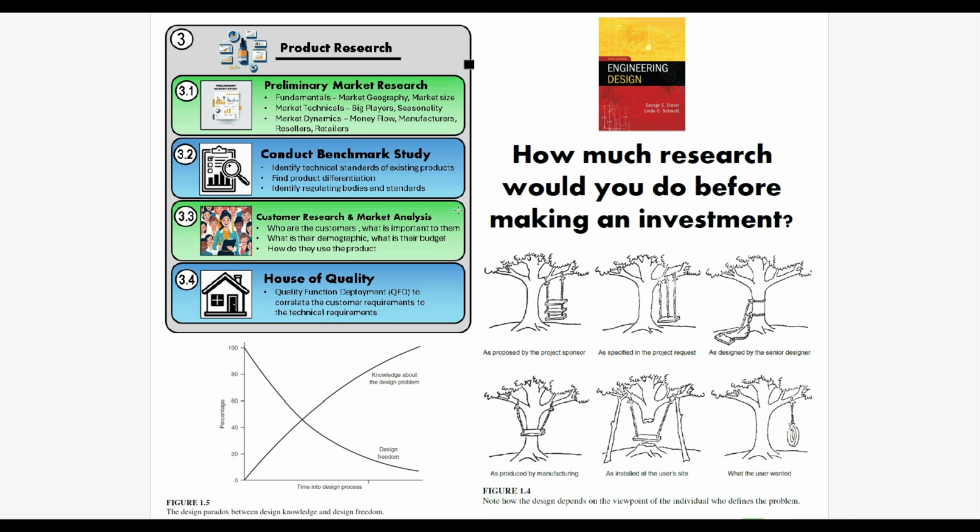So who are the customers? Who's going to buy this product at the end of the day? If you don't know that, or maybe you have a misconception of that, it's worth looking into. And then a house of quality, which basically is a 1-page assessment of what is important for this product.